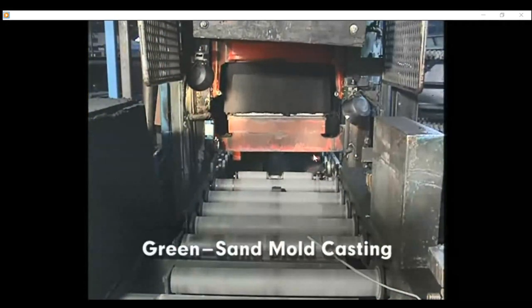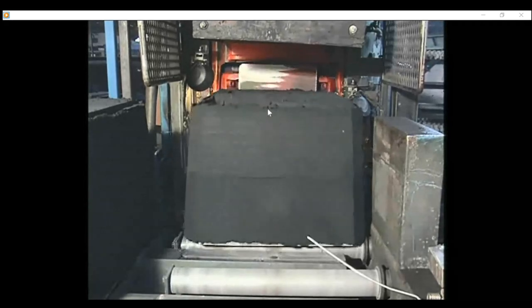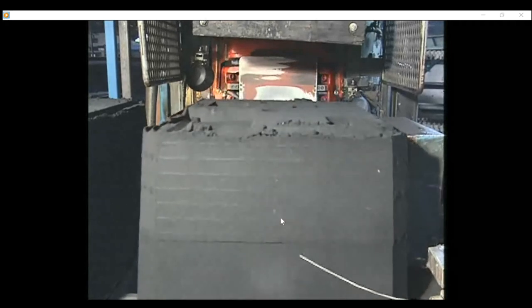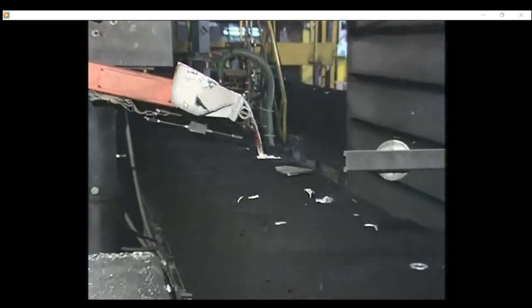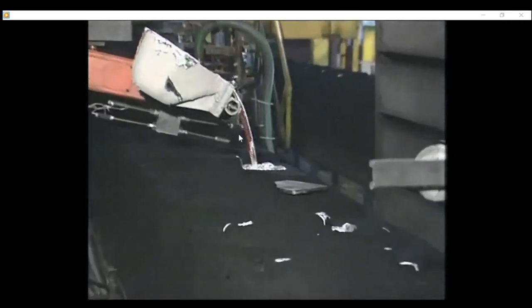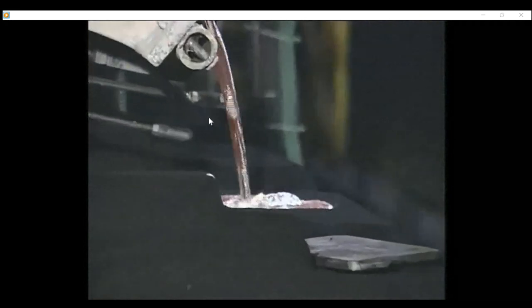So green sand mold, as you can see, this is the mold being made. This is the automatic feeding by using robotic arms. This is a robotic arm, and now the robotic arm feeds at constant Q. This is a flow rate, usually constant here.